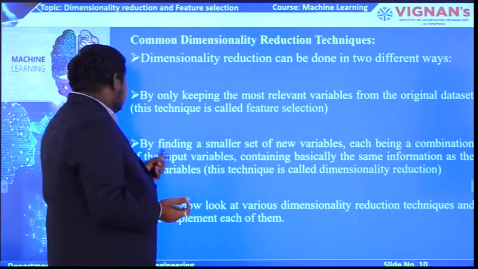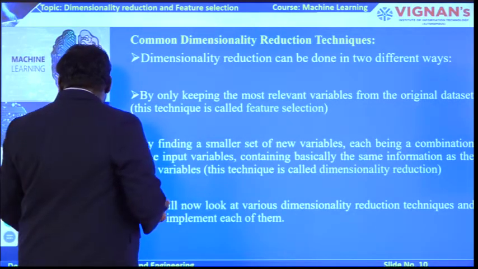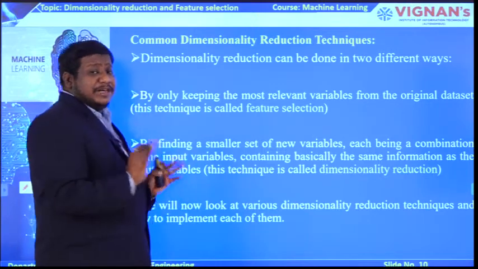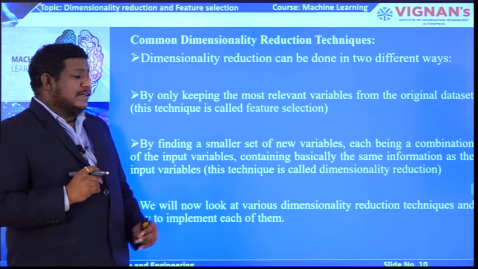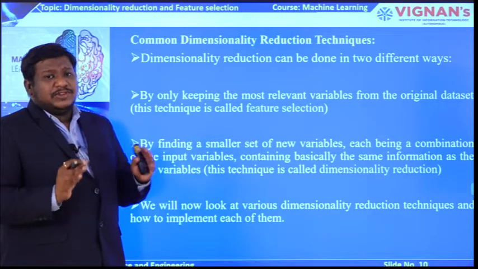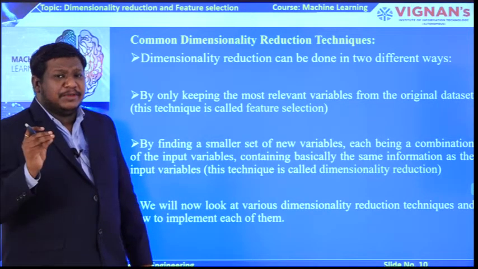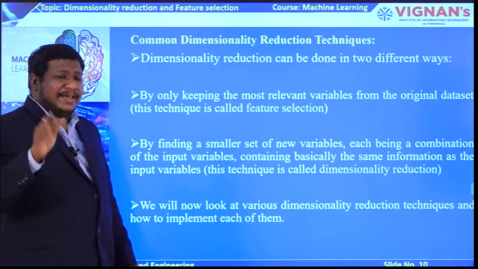So these are the common dimension reduction techniques. I told you that dimension reduction can basically be done in two ways. One is feature selection, the second one is dimensionality reduction. These two are the basic techniques that can be used to reduce the dimension of any data set.